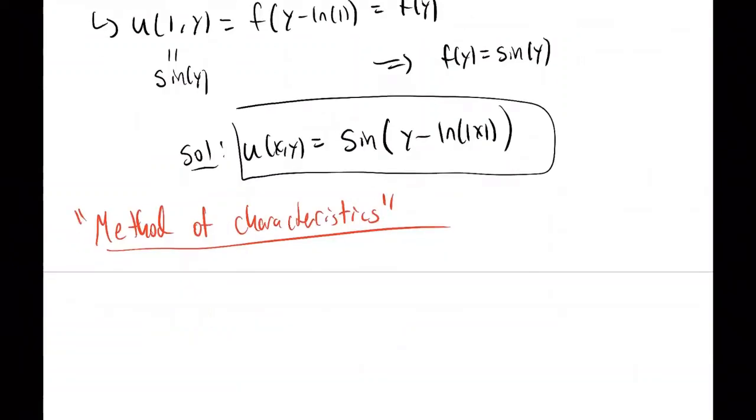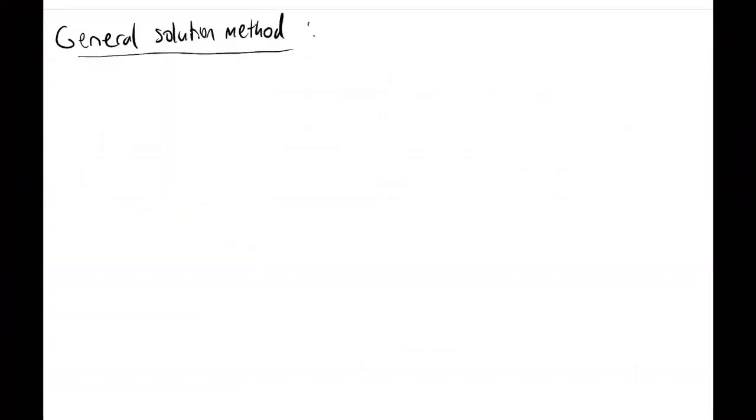Okay, and so what I want to do to finalize this discussion is talk a little bit more about the general solution method, which is really exactly what we've seen in the past two examples. So let's suppose that I have my function u as a solution to the general variable coefficient first order equation of this form. So some function a times ux plus some function b times uy is equal to 0, where a and b are given.